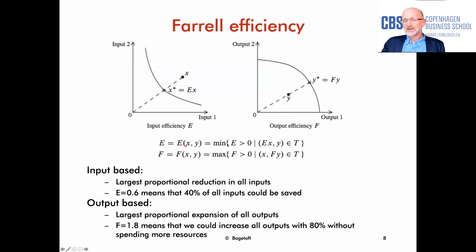Input efficiency is the smallest factor I can multiply on my input vector, such that this reduced input vector is still able to produce this output vector y. And it basically means that this input-output combination is inside the technology. This is what happens over here. And on the output side, I just want to maximize a factor f such that the input x and the output fy is still inside the technology, which is what happens over here. So very, very simple idea.